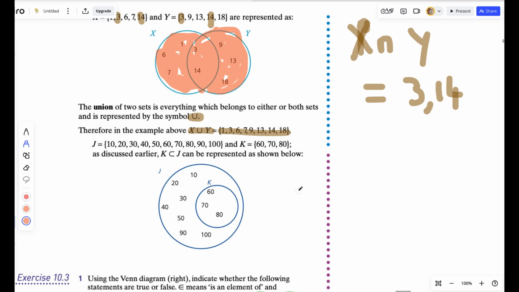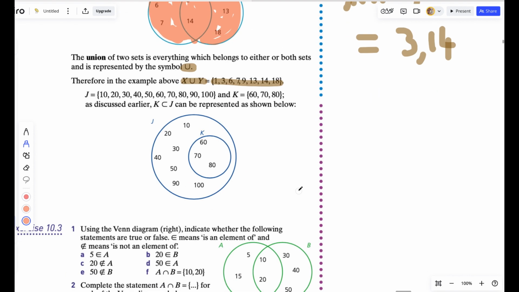Now let's go to the case of a subset or proper subset. Let's say, for example, we have set J as 10, 20, 30, 40, 50, 60, 70, 80, 90, 100, and set K as 60, 70, and 80. You can see there's 60 here, 70 here, 80 here. And this set K is found inside set J.